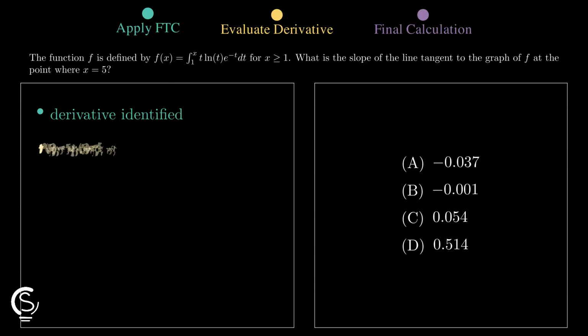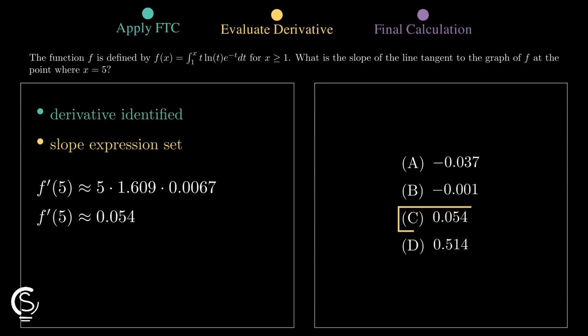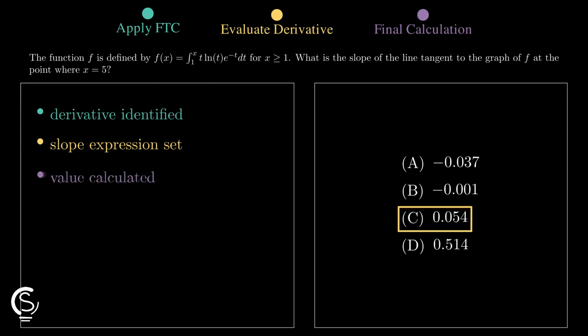Finally, we compute the numerical value. Using the values for natural log of 5 and e to the negative 5th power, we arrive at our final answer of 0.054.